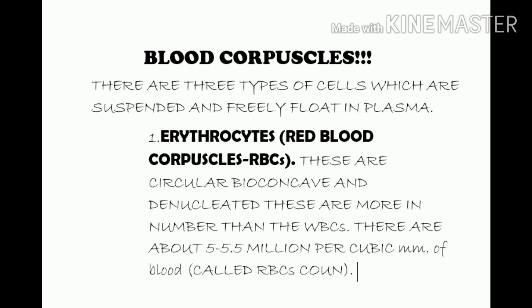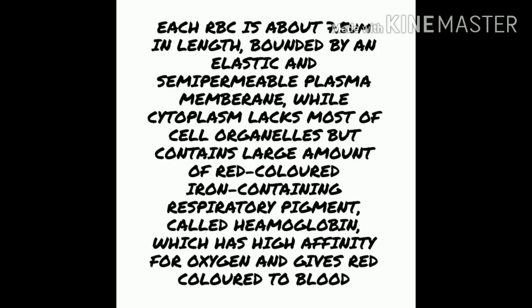There are three types of cells which are suspended and float in plasma. Erythrocytes, red blood corpuscles. These are circular, biconcave and enucleated. These are more in number than the WBCs. There are about 5 to 5.5 million per cubic mm of blood, called the RBC count. Each RBC is about 7.5 micrometers in length, bounded by an elastic and semi-permeable plasma membrane. The corpuscle lacks most cell organelles but contains a large amount of red colored, iron containing respiratory pigment called hemoglobin. It is an important point to remember, which has high affinity for oxygen and gives red color to the blood.